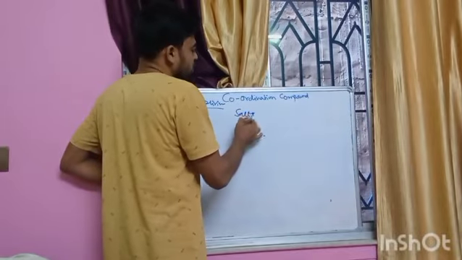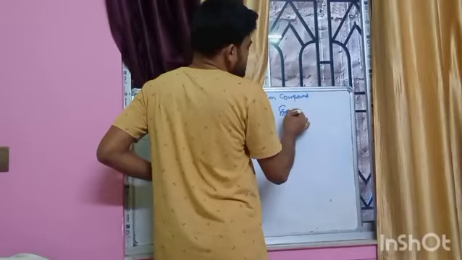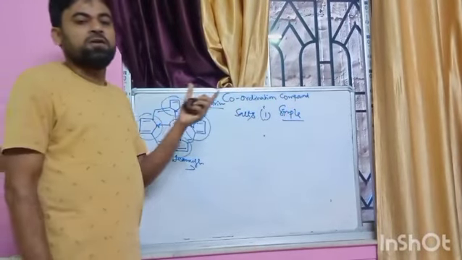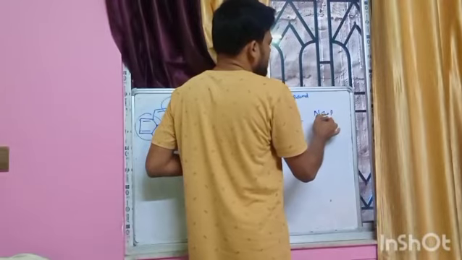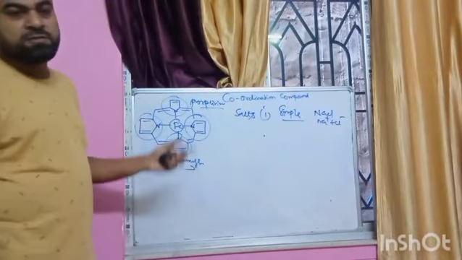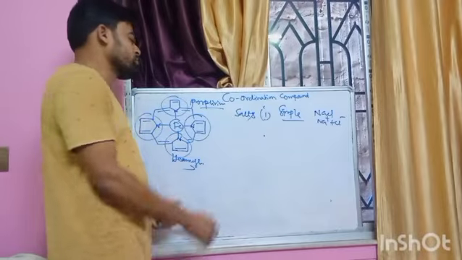The salts are of three types. One is the simple salt. A simple salt forms cations and anions in aqueous solution. An example is NaCl, where Na+ and Cl- form in aqueous solution. These types of salts are called simple salts.